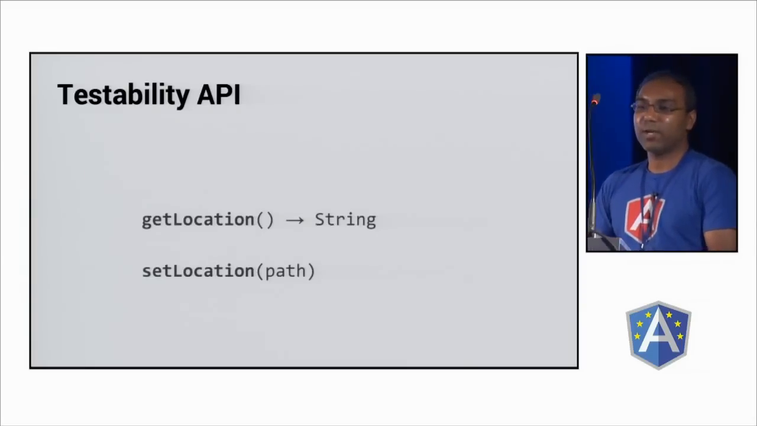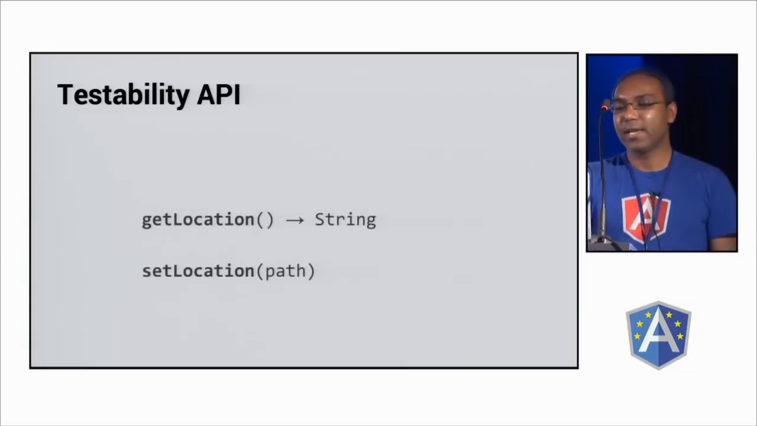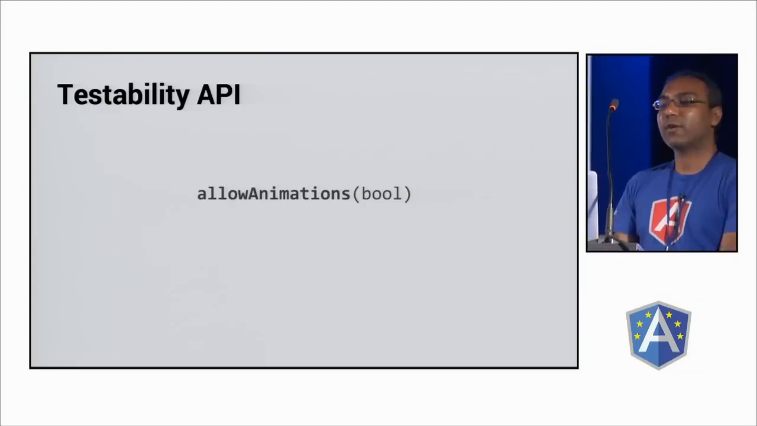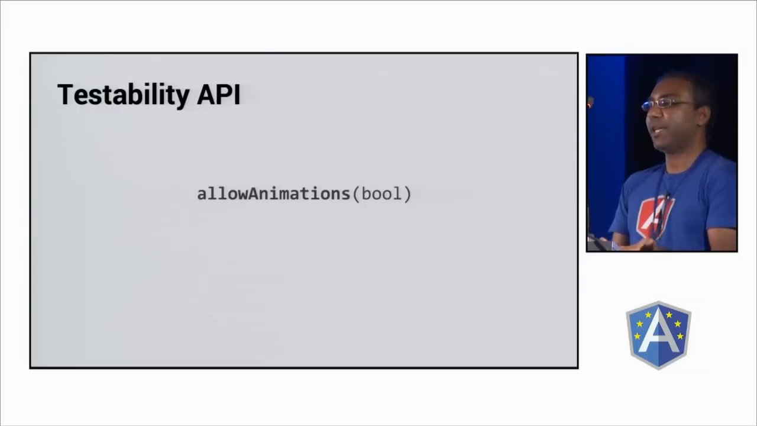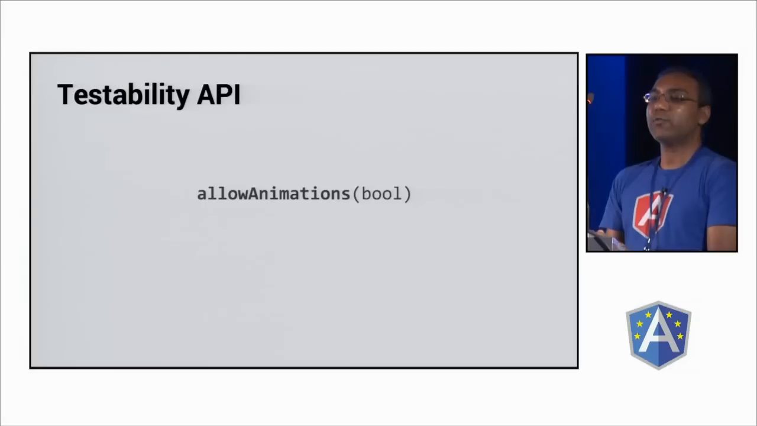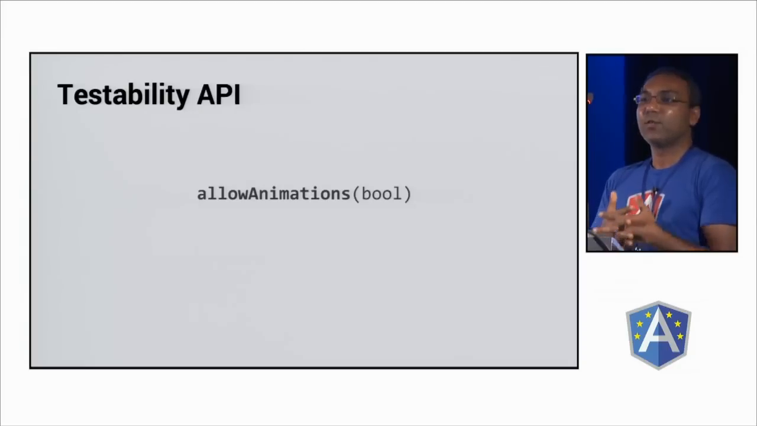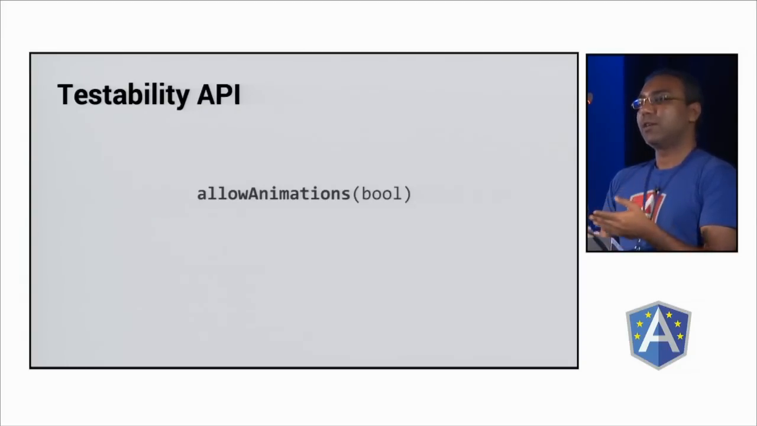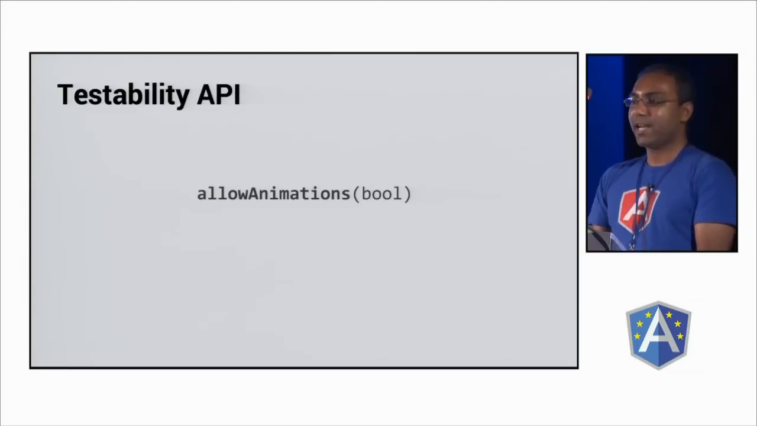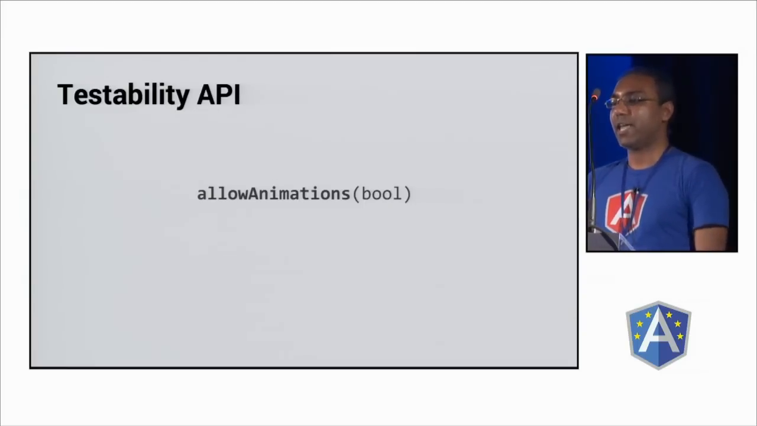There's also a couple for setting and getting the location. And there's one for turning off animations. If your application had animations in it, you might want to say testability.allowAnimations(false) right in the beginning and turn off animations. What this allows you to do is write your tests so that they're agnostic to whether or not you had animations, so you don't have to account for the animation time.